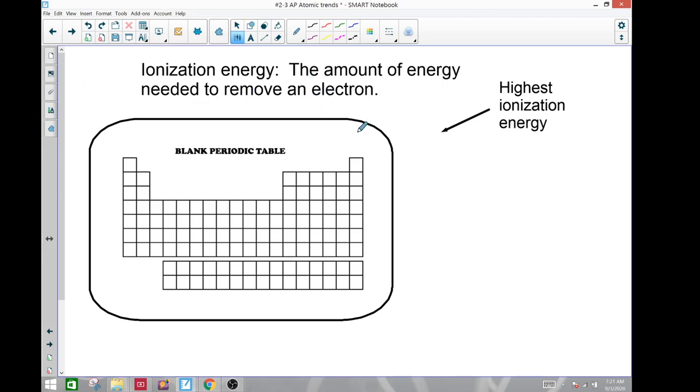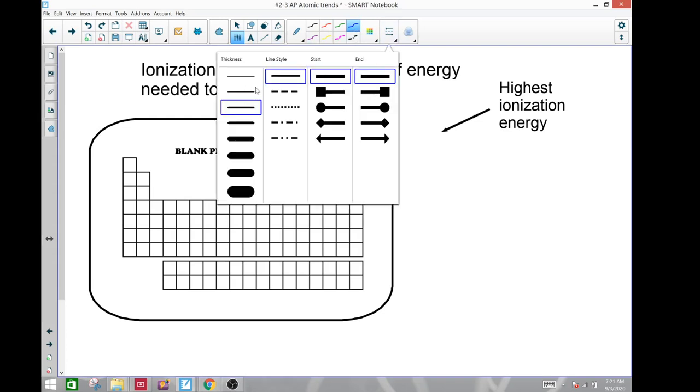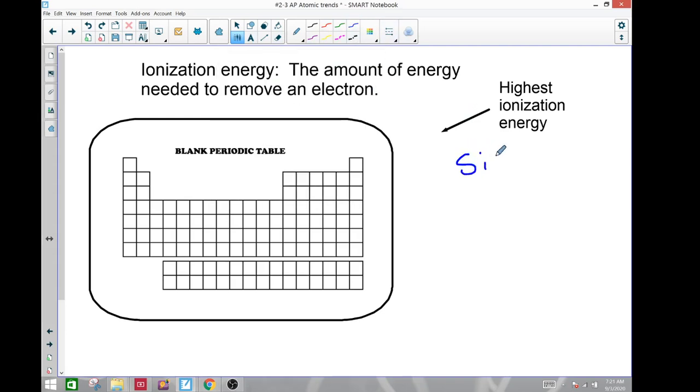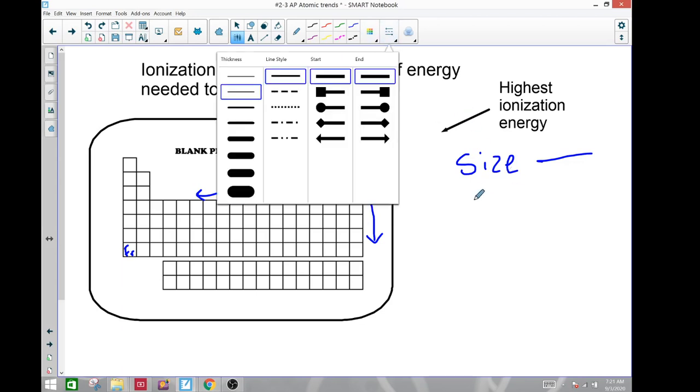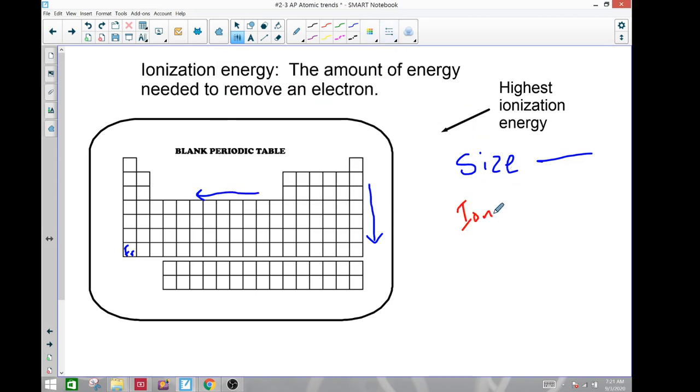Okay, what's our actual trend? Okay, so for the size of the atoms, I'm going to do different colors here. So let's do size first. All right, so size we'll do in blue. And so size increases as you go down this way, and it increases as you go this way. So this is my biggest atom right here, francium. And then let's go with, let's say, red here for ionization energy. And so this is ionization.